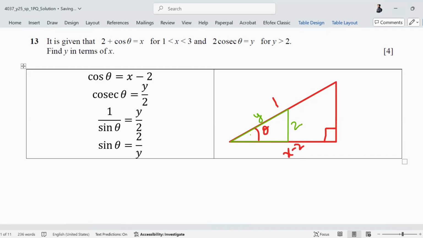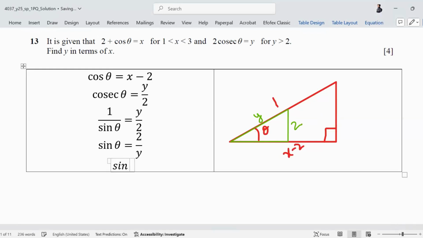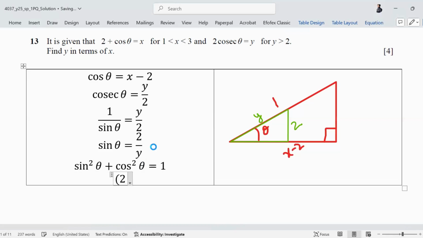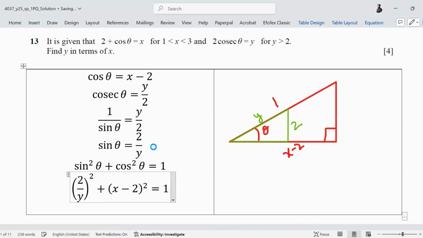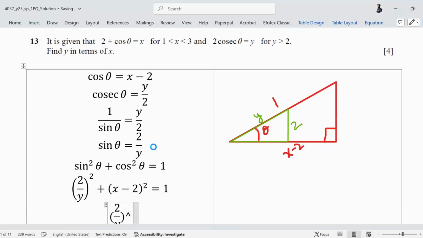Now you see we have two similar triangles, or we can just simply use sine square theta plus cos square theta is equal to 1 as well. Or we can find the other side using Pythagoras theorem. In both ways, we'll be getting our answers right. So using the algebraic one in this one, in the class I explained the right angle triangle method as well. Sine square theta plus cos square theta is 1. So sine is 2 upon y squared plus cos theta is x minus 2 squared, and the answer is equal to 1.